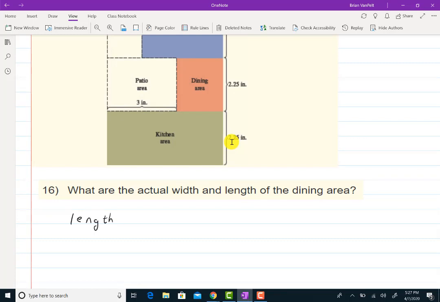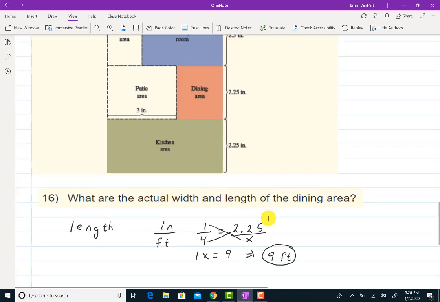Now remember, you're setting up the fraction inches to feet, and we saw that 1 inch was equal to 4 feet. So in our picture here, the length is 2.25 inches to an unknown number of feet. So I'll cross multiply. 1x equals 4 times 2.25. 4 times 2.25 is 9. Well, this is easy. We get 9 feet.